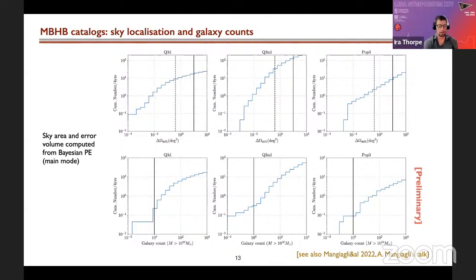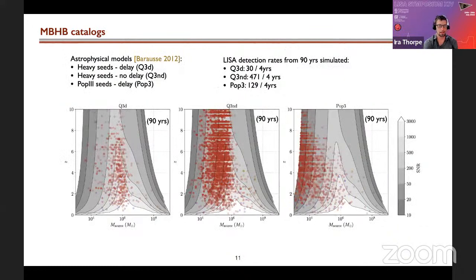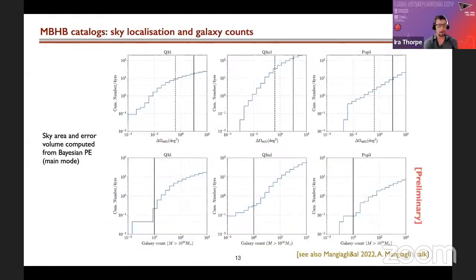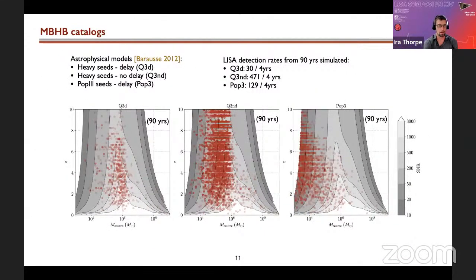Another question I had was on these catalogs of 90 years, and while we'd all love for LISA to run for 90 years, I don't think that's likely. But I imagine that was just to build up the statistics. Exactly. In that 90 year catalog, how many platinum sources are there? One, five, 10? A bit less than one. So you basically have a factor of 1 over 25 to apply on this figure.